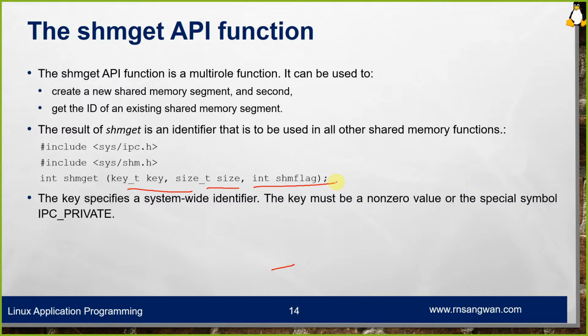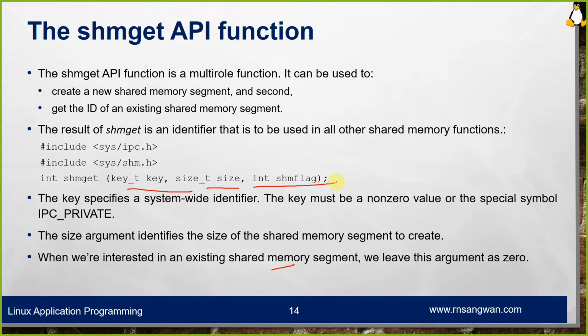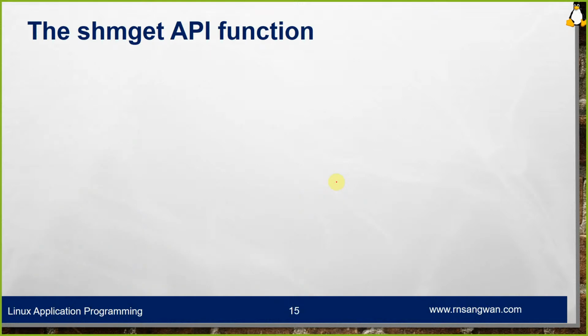The key specifies a system-wide identifier. It must be a non-zero value or a special symbol, IPC_PRIVATE. Same. The size argument identifies the size of the shared memory segment to create. When we are interested in an existing shared memory segment, we leave this argument as 0. As a minimum, the size must be the page size of your operating system, generally 4 KB for example.